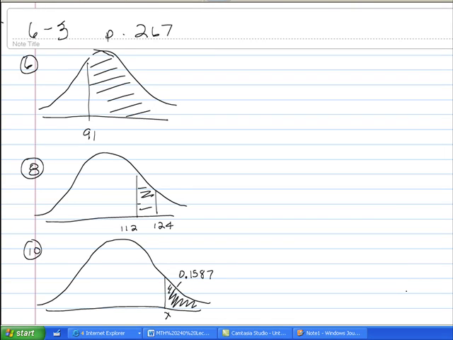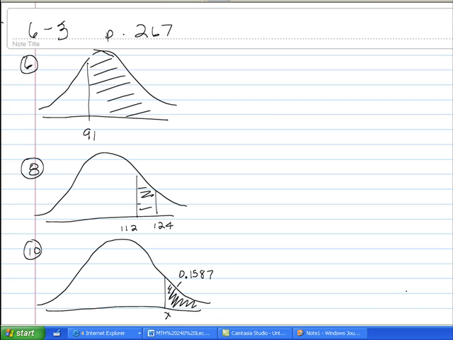Let's take a look at some sample problems from section 6-3, and we'll be working on page 267 in our textbook. In our first group, we're working on IQ scores, and it says find the area of the shaded region. The graphs depict IQ scores of adults, and those scores are normally distributed with a mean of 100 and a standard deviation of 15. And this comes from the Wechsler test.